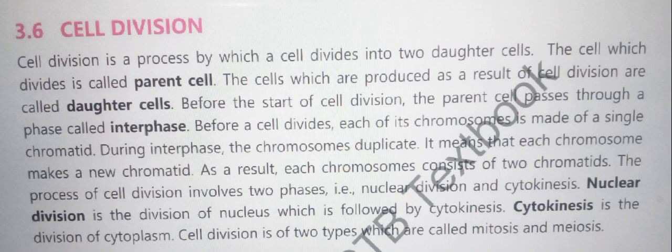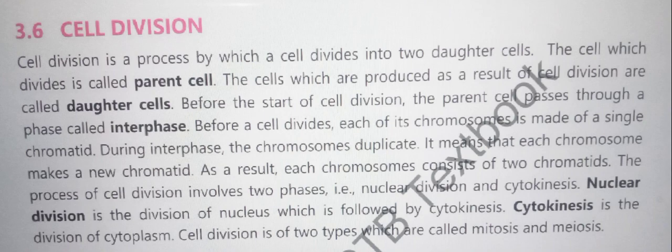During interphase, the chromosomes will be doubled. Let's say they were one, they will become two. If they were four, they will become eight. So each chromosome makes a new chromatid. As a result, each chromosome consists of two chromatids. Every chromosome is made up of two chromatids, which generally looks like a cross.